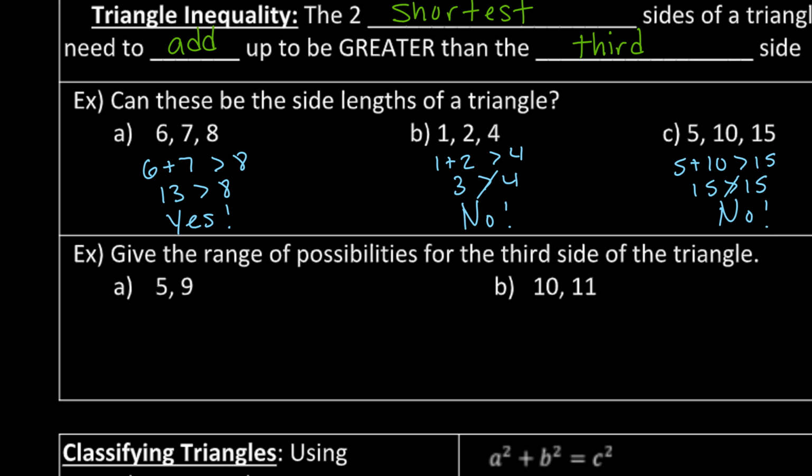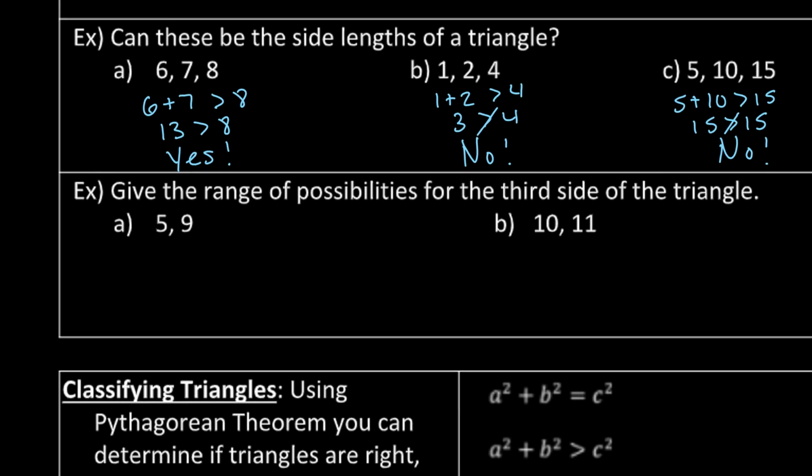Now, sometimes knowing that the 2 smallest have to add up to be greater than the largest, sometimes they'll ask us to find the range of possibilities that a third side can be when they give us 2 sides. So in this problem, they give us 5 and 9, and we have to determine, okay, what could the third side possibly be, keeping in mind that the two shortest have to be longer than the third. So this is how you do that.